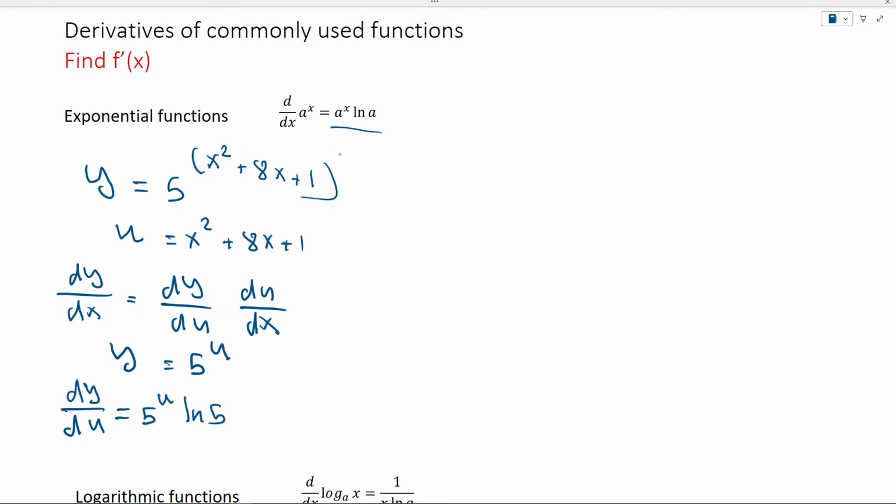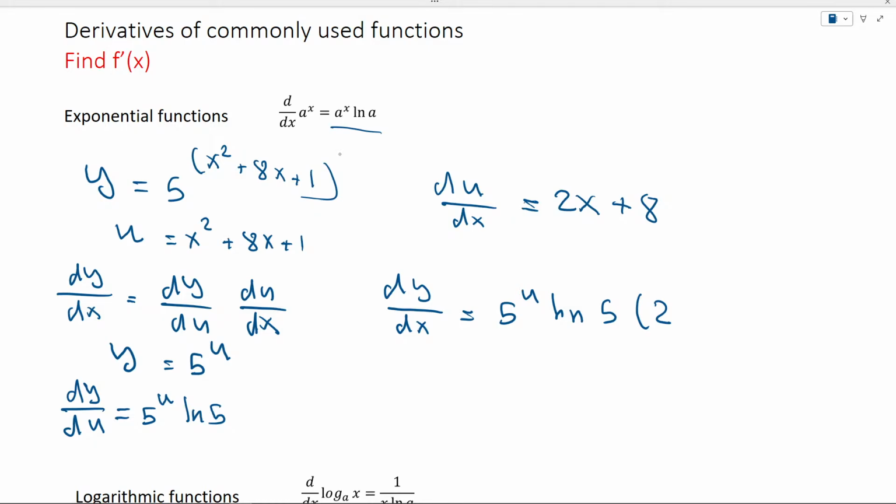Okay. And then du with respect to dx, yeah? So du with respect to dx would be equal to 2x plus 8, something like this. Then we multiply these two together, so dy over dx is 5 to the power u ln 5 times 2x plus 8, something like this.